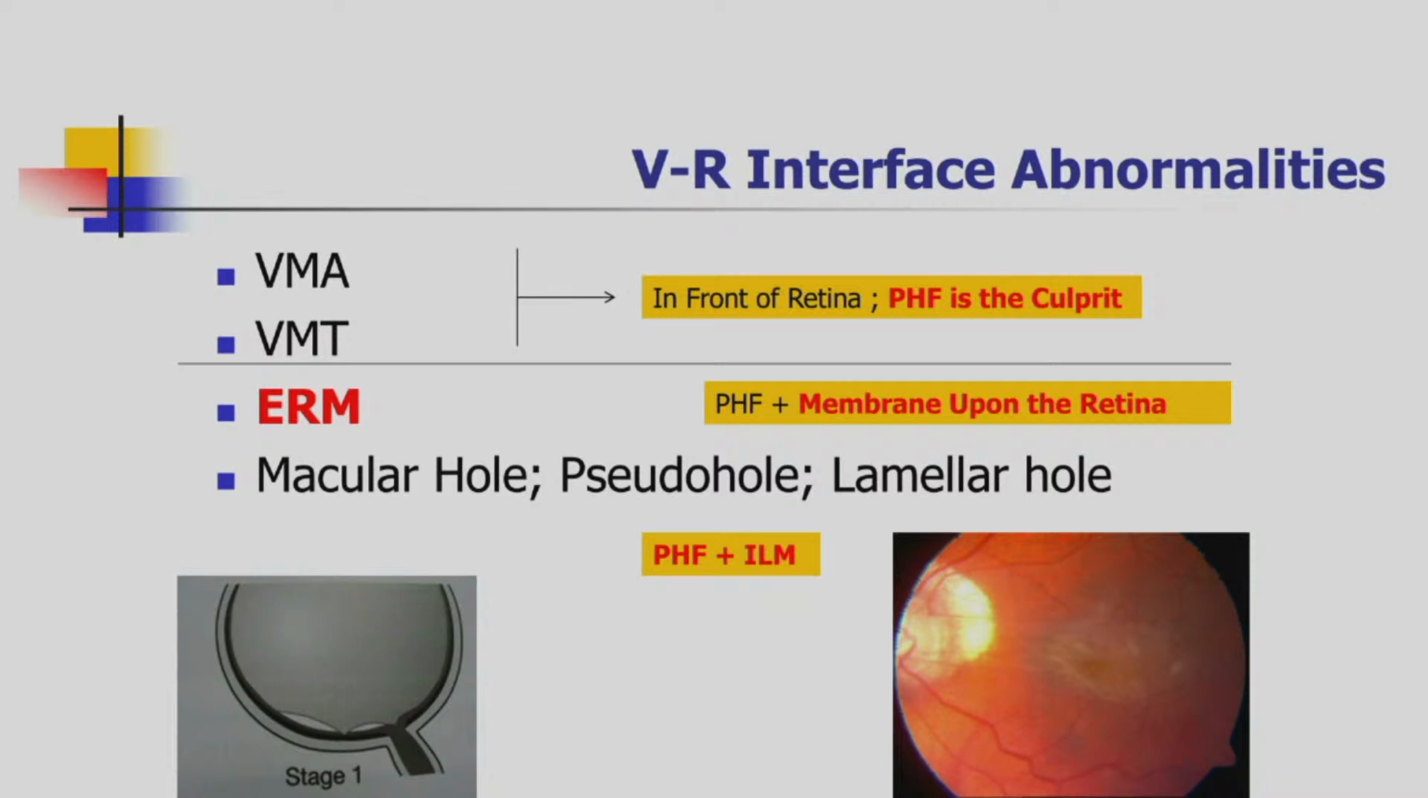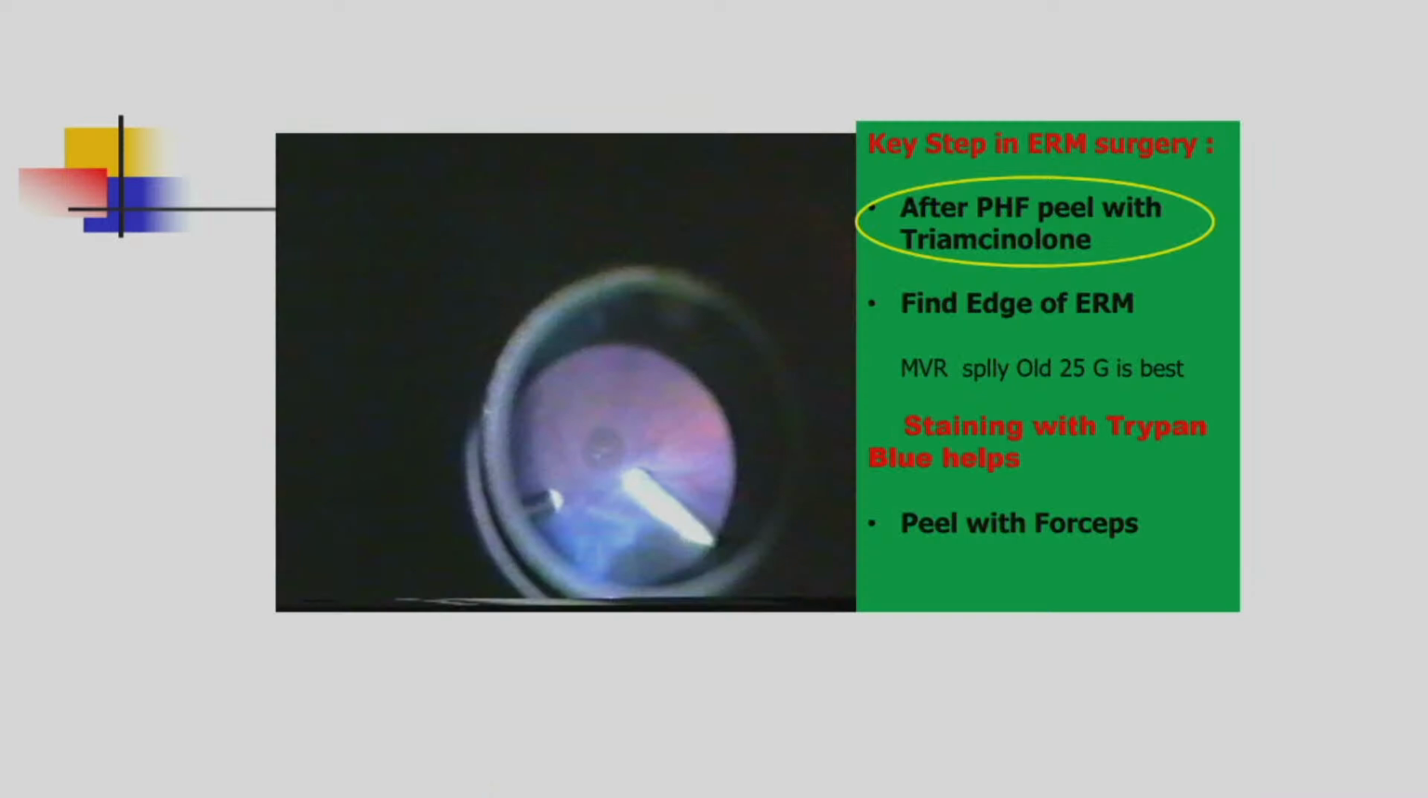And epi means membrane upon the retina, means epiretinal membrane. So what we do in epiretinal membrane is that after we have removed the hyaloid with the help of triamcinolone, we go ahead and generally stain this epiretinal membrane. And this stain generally comes very well with the trypan blue stain. And aim is always to identify the edge, because once you identify the edge, then the job becomes simpler.